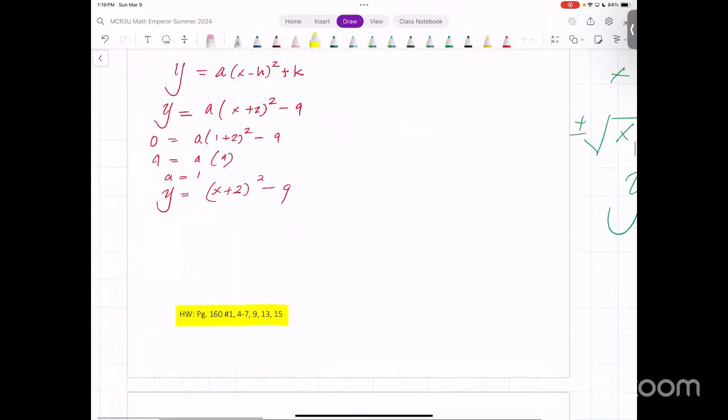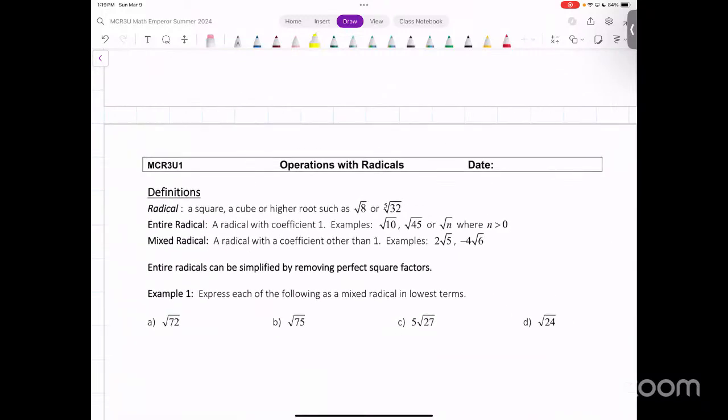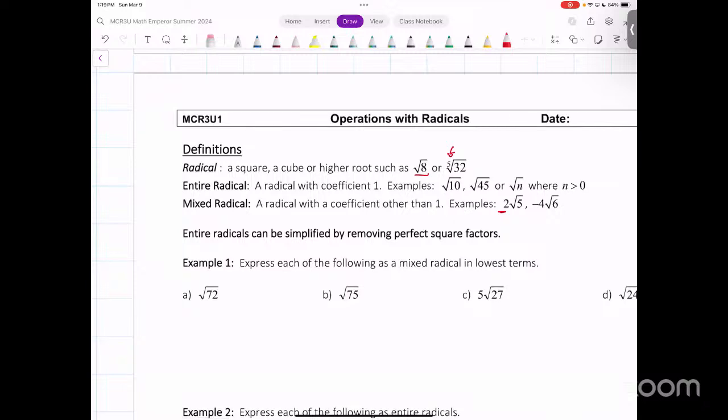A radical is basically any expression inside a square root. So for example, the square root of 8 is a radical. You might have a little number sitting in front of it, that is also a radical. So a radical with a coefficient of 1, and a mixed radical, where a radical has a number in front of it. What we want to do is express each radical as a mixed radical. The task is pretty straightforward. You're going to ask yourself, how would you split the 72 into two numbers such that one number is a perfect square?